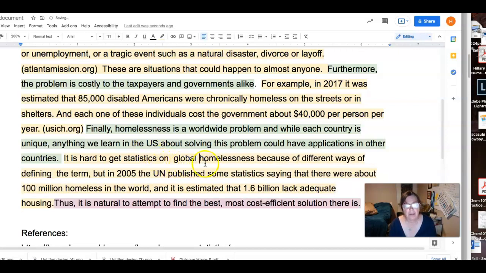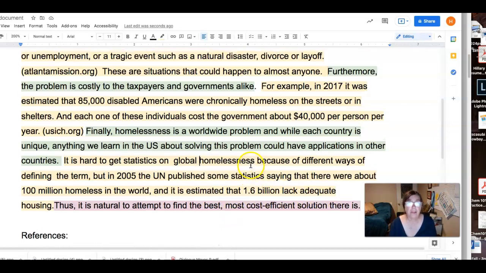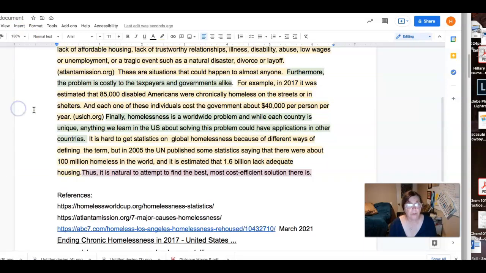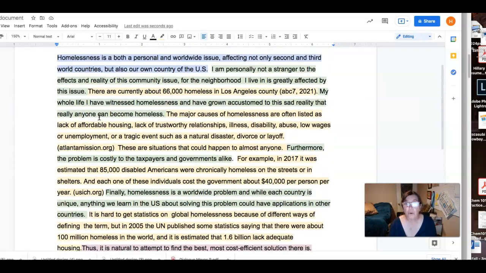It is hard to get statistics on global homelessness because of different ways of defining the term, but in 2005, the UN published some statistics saying that there were about 100 million homeless in the world, and it is estimated that 1.6 billion lack adequate housing. Thus, it is natural to attempt to find the best, most cost-efficient solution there is. So, there is the new paragraph, revised according to the 4 key parts of an academic paragraph.